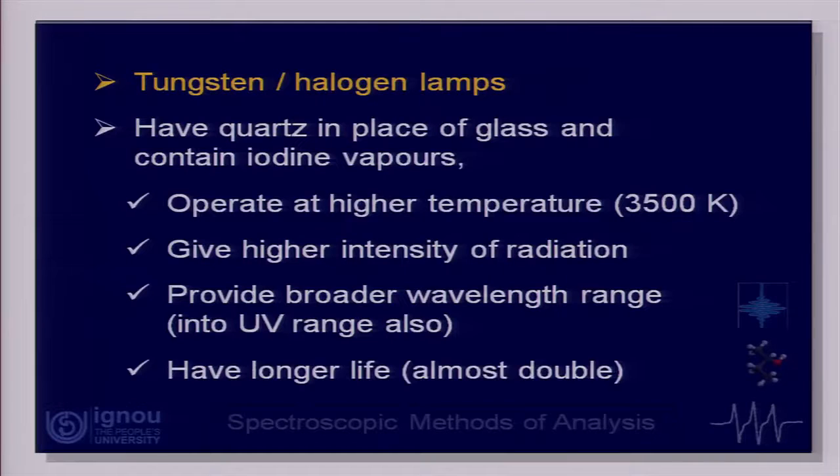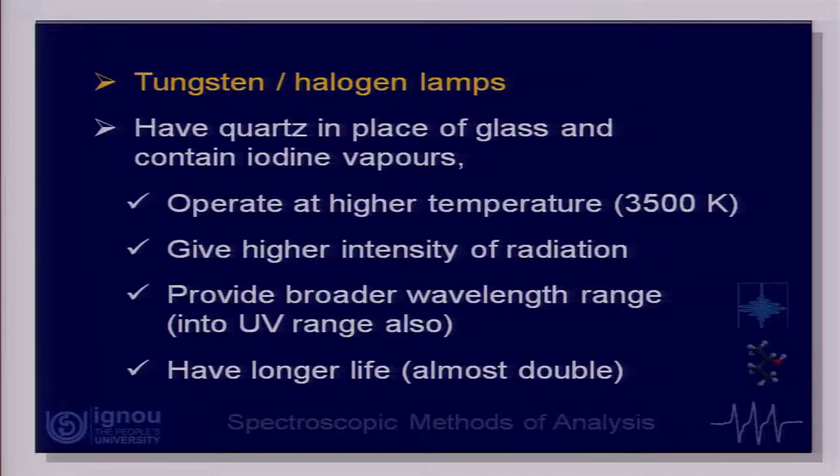Another aspect of it is that this tungsten halogen lamp has a longer life. That means it is almost double that of the ordinary tungsten lamp. So, nowadays the instruments employ tungsten halogen lamps in place of tungsten lamps as a radiation source for the visible range. Okay.